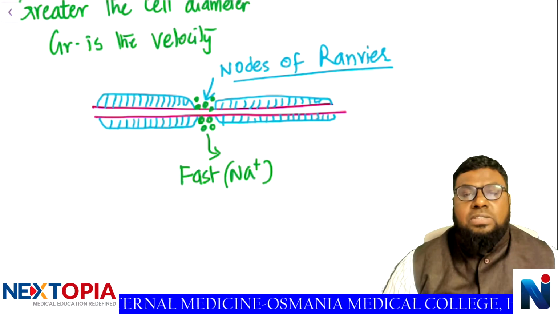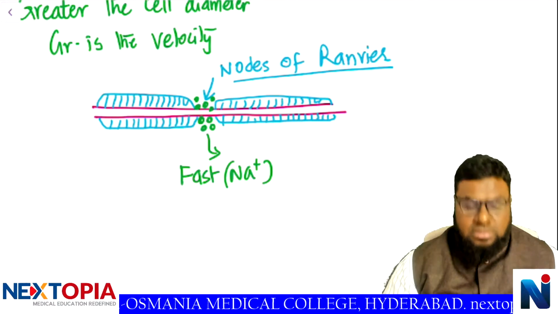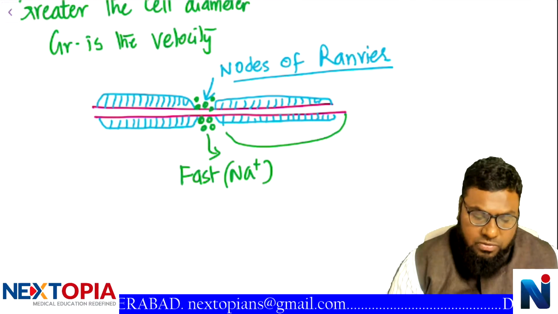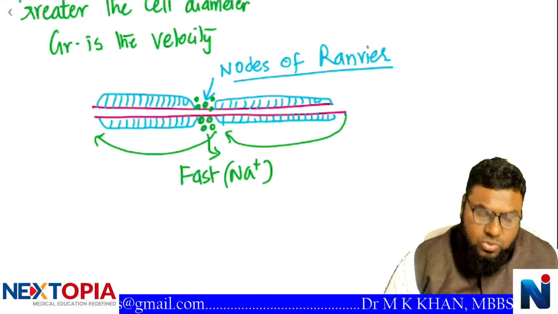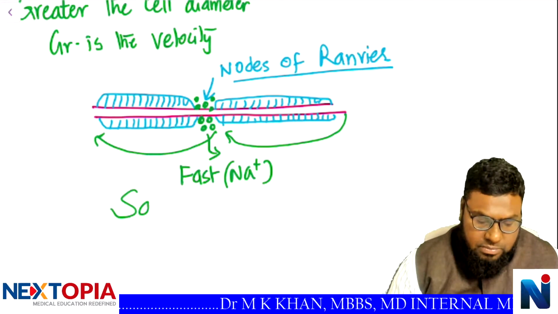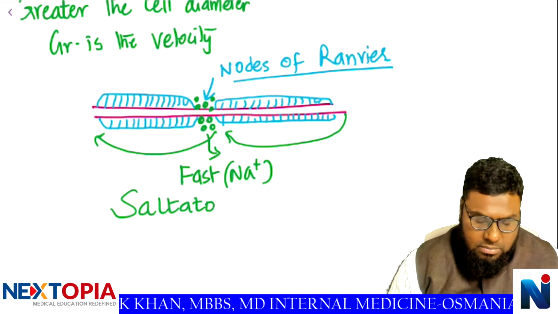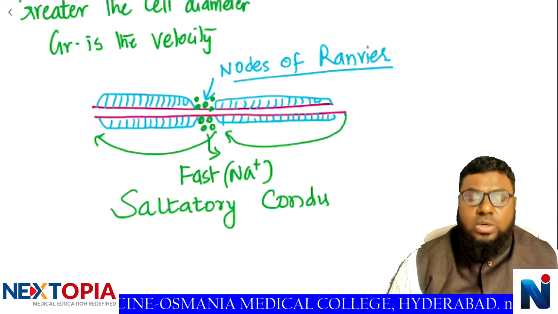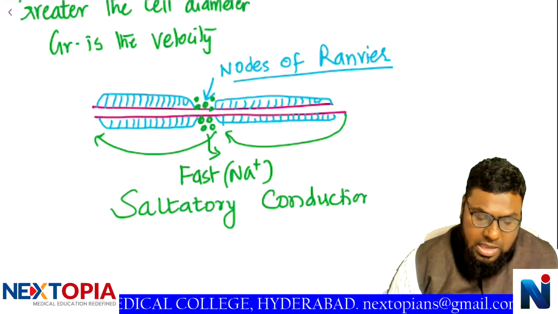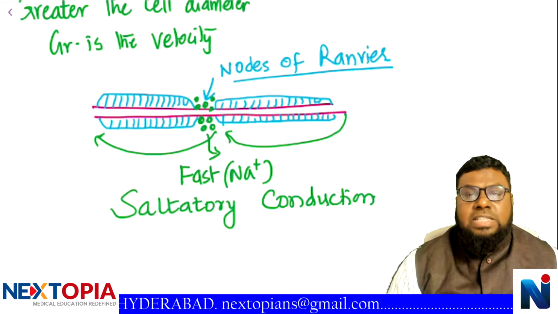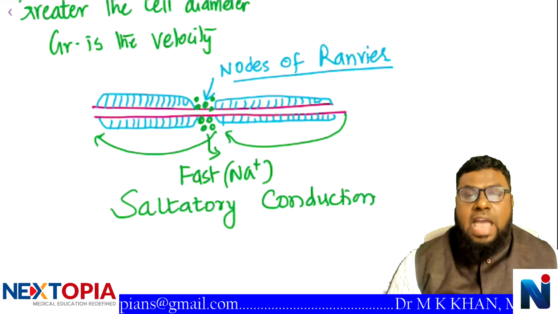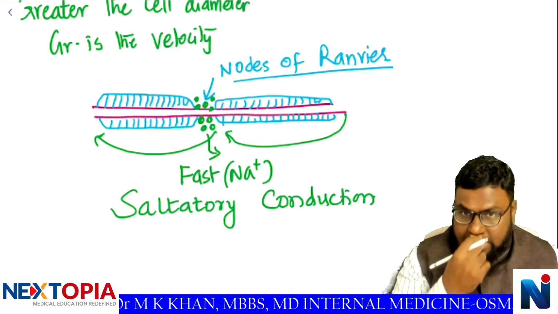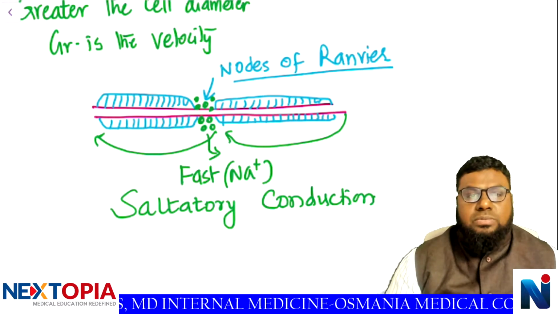The action potential actually hops from this point to this point, from this point to this point, like this. We call it saltatory conduction. It is thanks to the fast sodium channels. So actually myelination with the gaps appears to increase the speed of conduction.